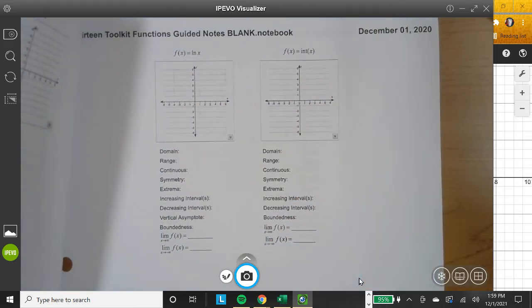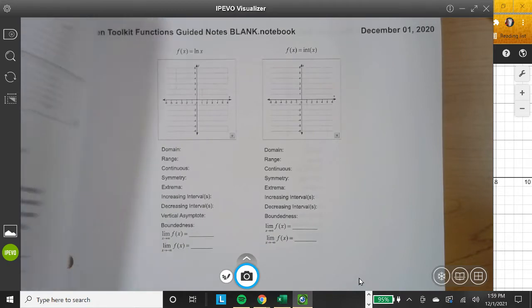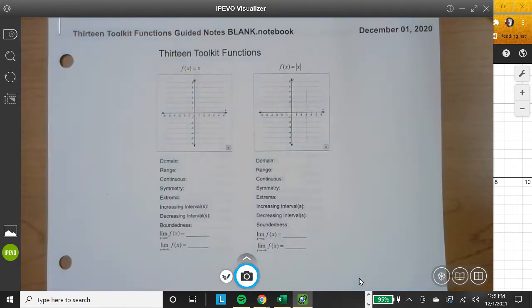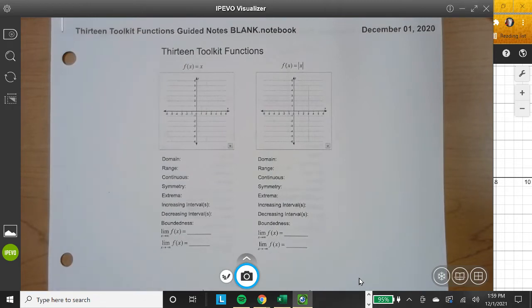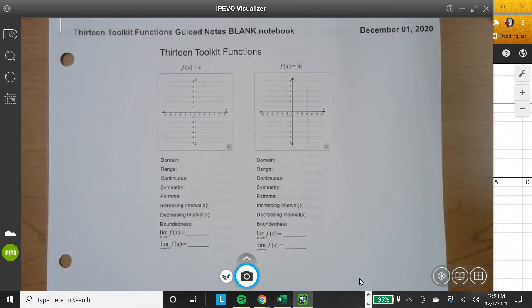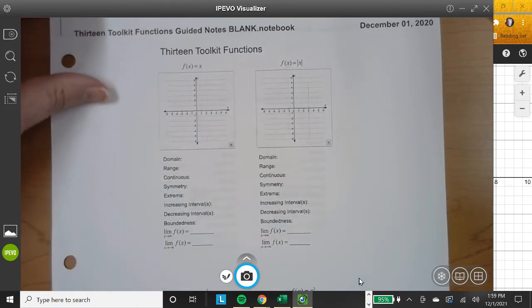Okay? All right, so just take a second, pause, and all I want you to do is graph these and then answer as many of these questions as you can about domain and range and symmetry, etc. And then we'll come back to the video, and I'll show you how I filled it out. All right? So we'll see you in just a second.